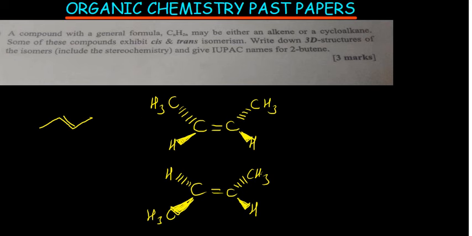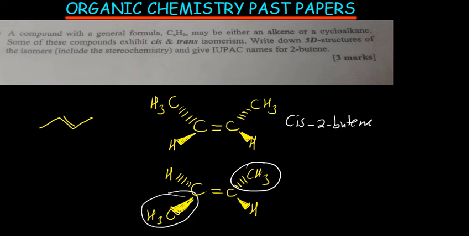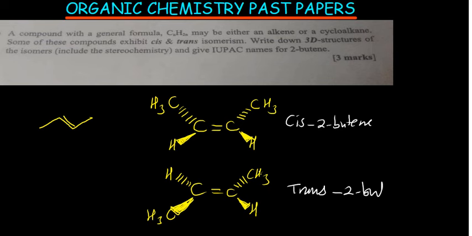Well, we can see that here the methyls are both going in the board. So because they are all going in the board, or they are on the same side, this is going to be called cis. Okay, this is going to be cis-2-butene. And then here, this methyl is going in the board, this methyl is coming towards us. So this is in opposite directions. That is going to be called trans. That would be trans-2-butene. So that is going to be it for this question.